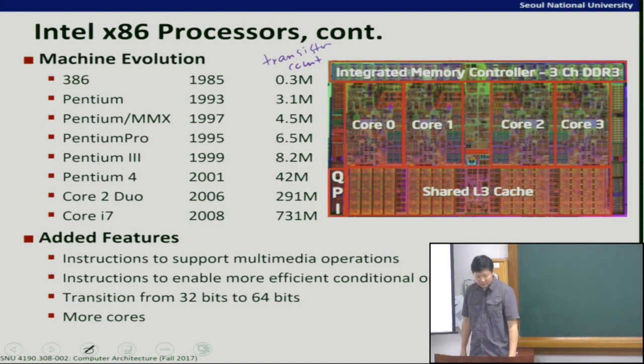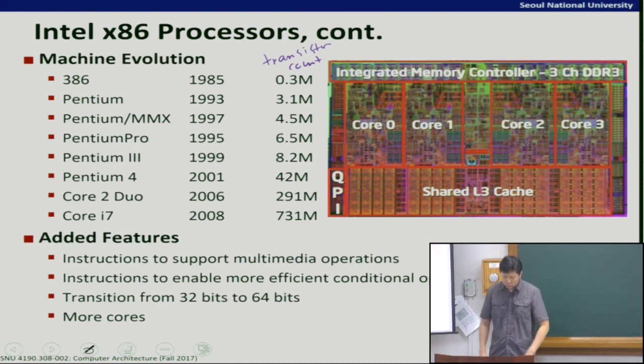Transition from 32-bit to 64-bit architecture and more cores. All these features are enabled by more transistors becoming available at the same cost envelope. Okay.